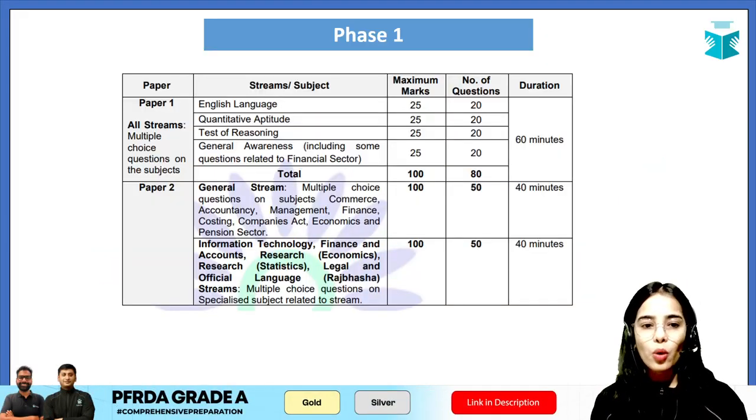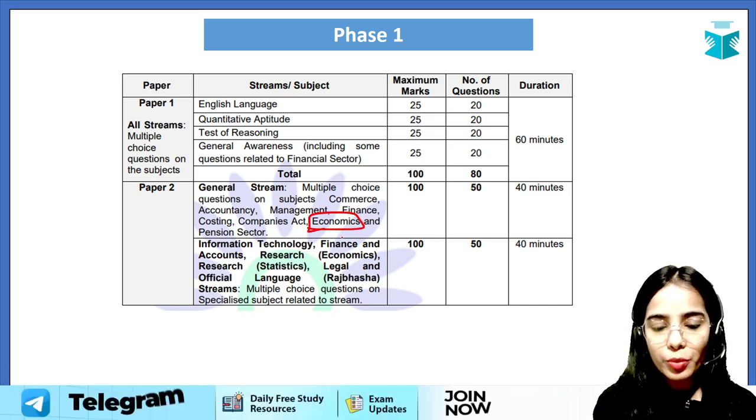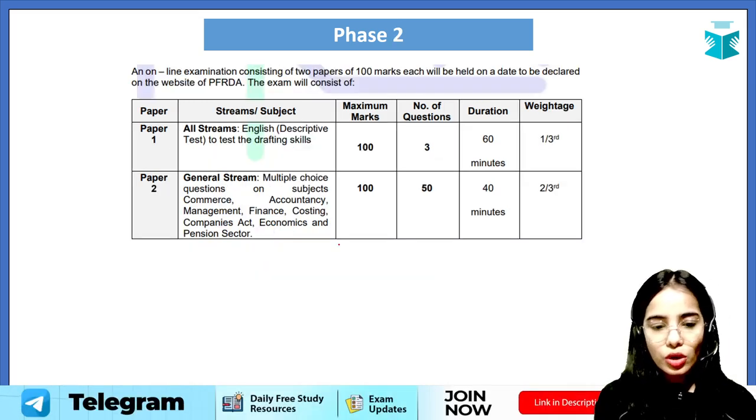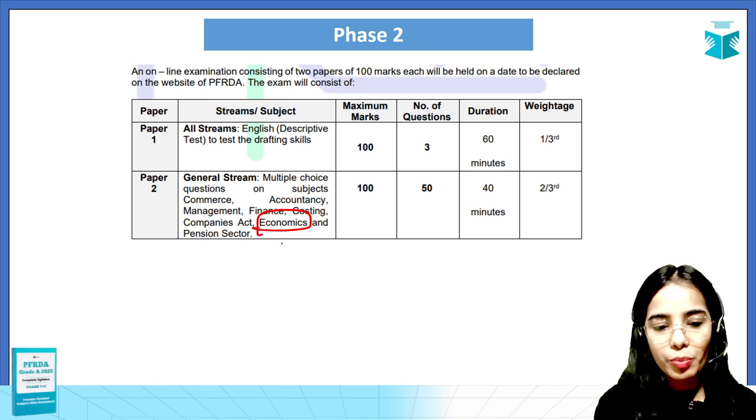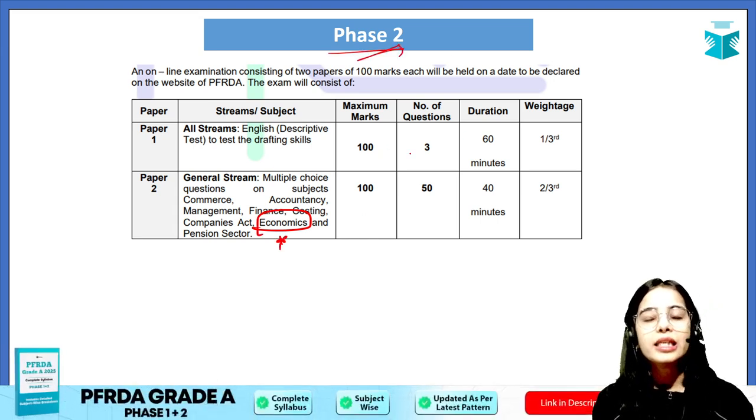Now let's move forward. In Phase 1, as I have told you, in Paper 2 there is an economics component, okay, and in Phase 2 also, in Paper 2, there is the economics component, okay? If you want to clear Phase 2, then you need to have clarity on how you have to approach the economics component.